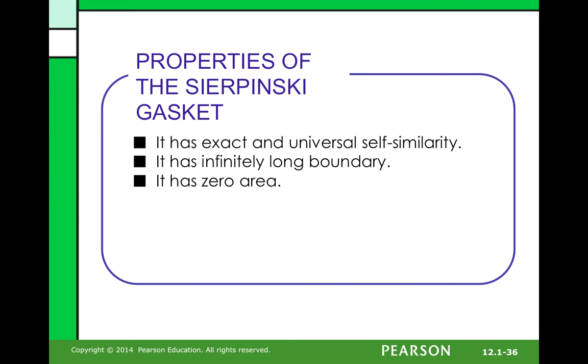So here are the properties of this shape. It's self-similar exactly and universally. So you can zoom in or zoom out as much as you want, and you will see the same thing. It has no area. So it's a two-dimensional figure with no area, but its perimeter is infinite.